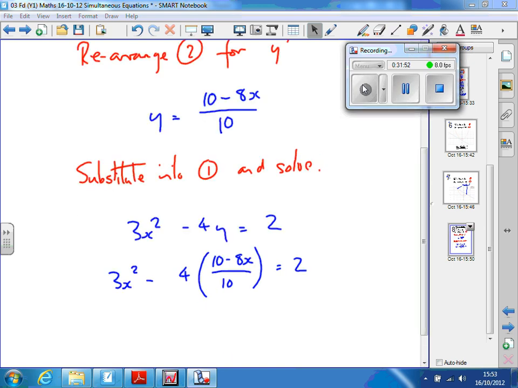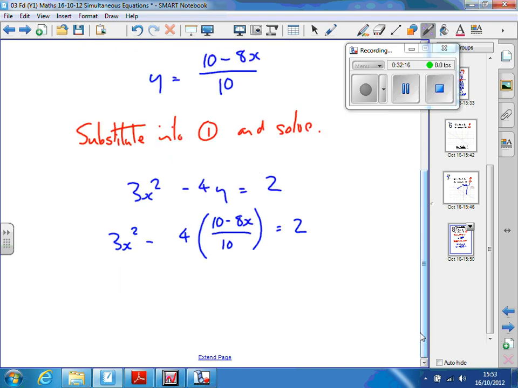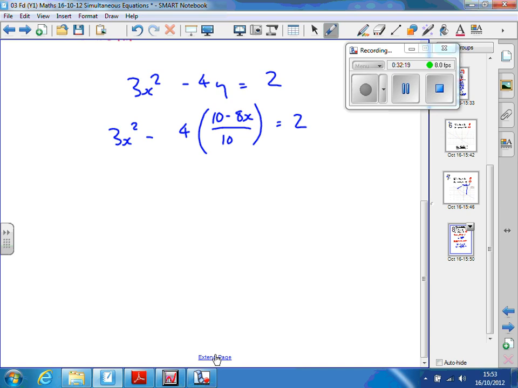So, substituting into 1 and trying to solve: instead of y, we write the expression 10 minus 8x over 10. Now we try and solve it. What are you going to try and get rid of first, Alfie? Multiply every term by 10. 10 threes are 30. Minus 4 brackets 10 minus 8x equals 20. Same sort of thing all the time that we do.